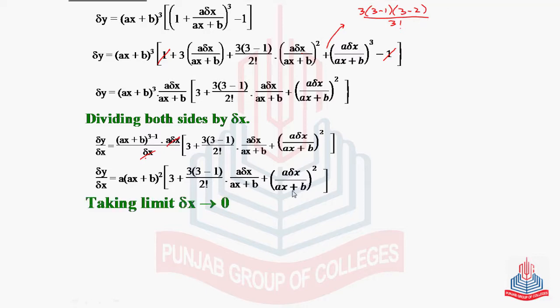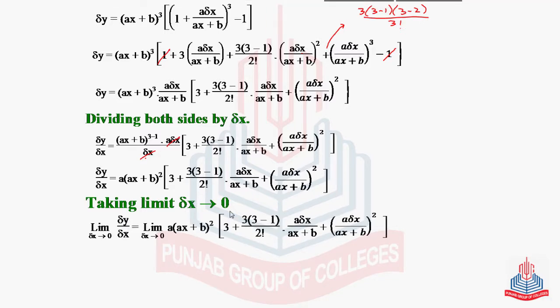Now apply the limit delta x approaches 0, which is the last step of that particular four-step process. So applying the limit on both sides, as delta x approaches 0, dy/dx = limit as delta x approaches 0 of a(ax + b)^2 times {3 + 3(3 - 1)/2! a delta x/(ax + b) + [a delta x/(ax + b)]^2}.